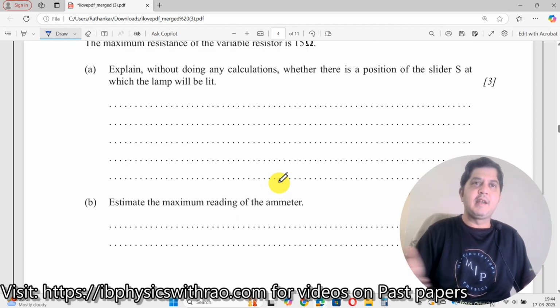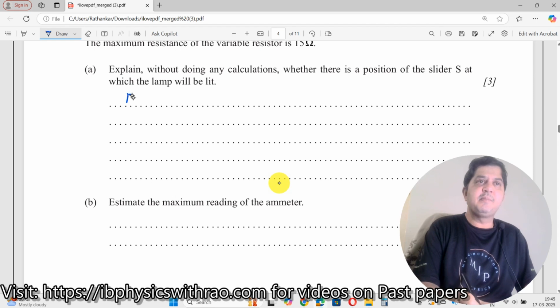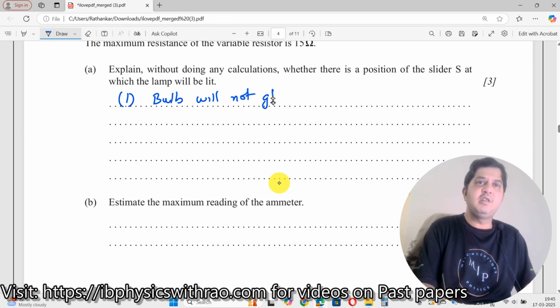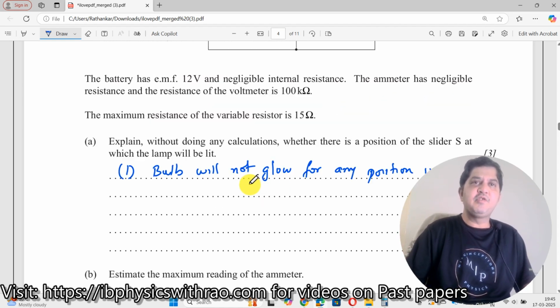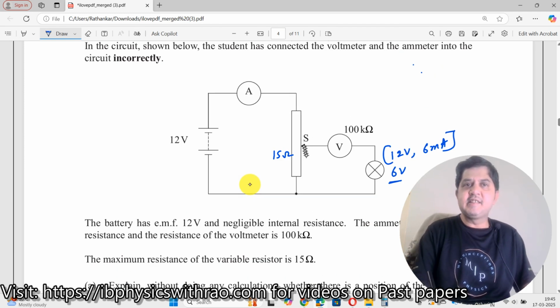So what should I write? This is for 3 marks. The first mark goes for: the bulb will not glow for any position of S. What do I mean by any position of S? I can take the slider and connect it here. If I connect it here, what will happen?